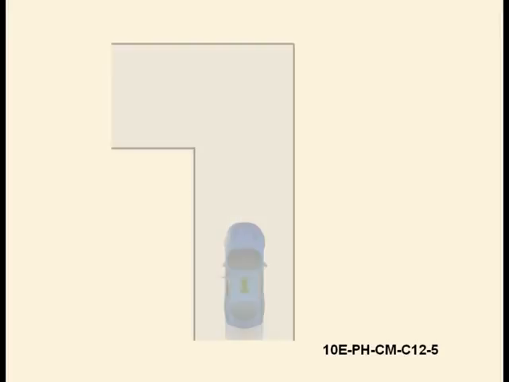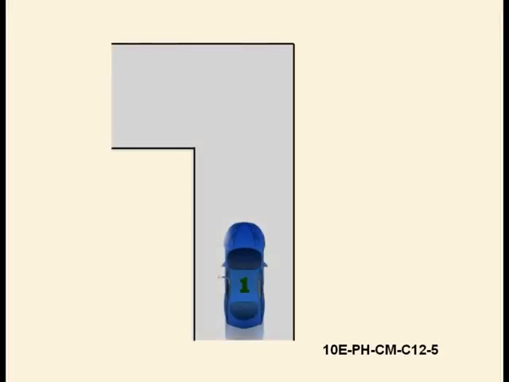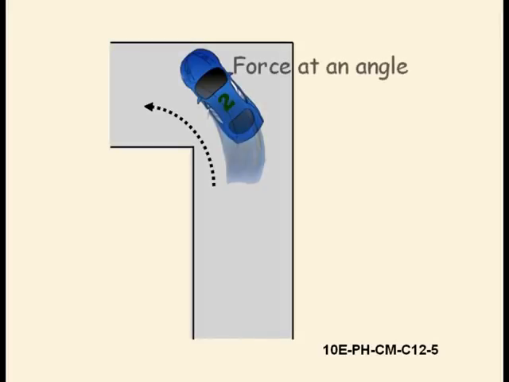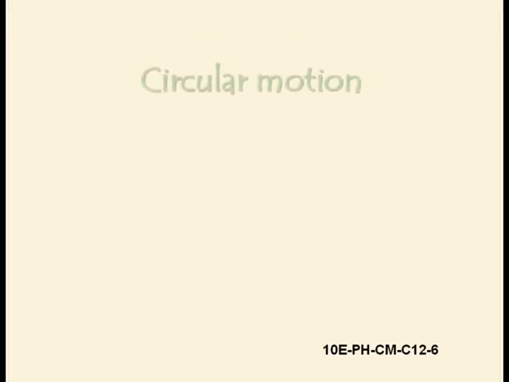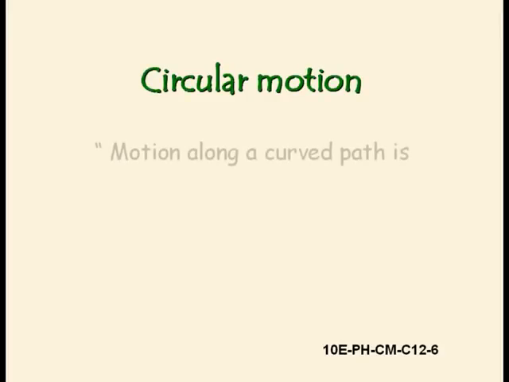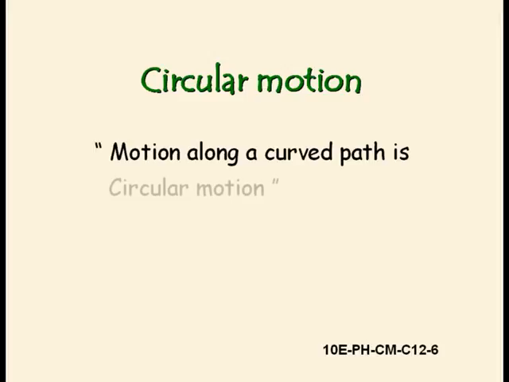Now consider a car moving in a straight line. According to Newton's first law, net force acting on it is zero. When a force is applied at an angle, it takes a curved path. This is circular motion. Circular motion. Motion along a curved path is circular motion. Children, note down this important definition in your notebook.